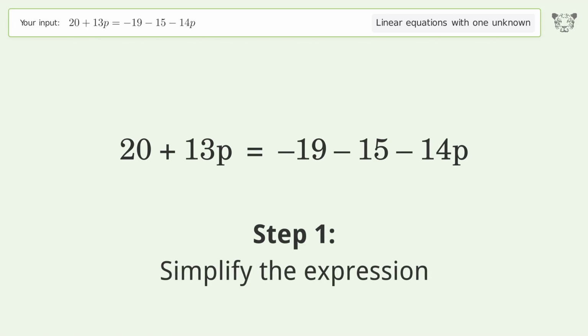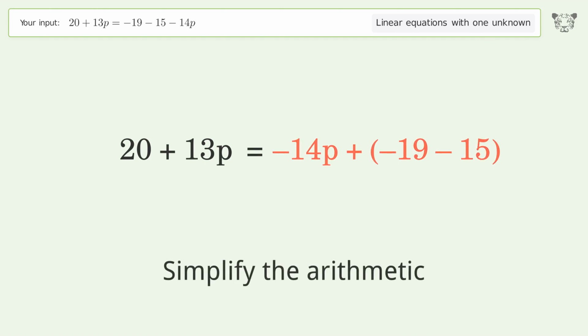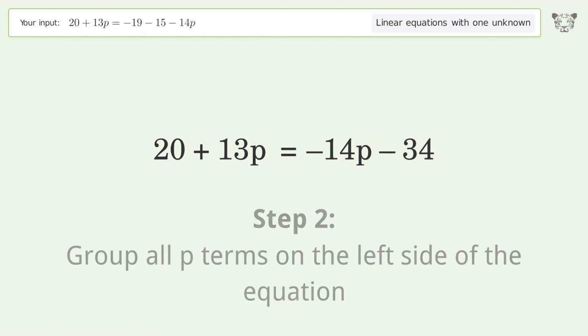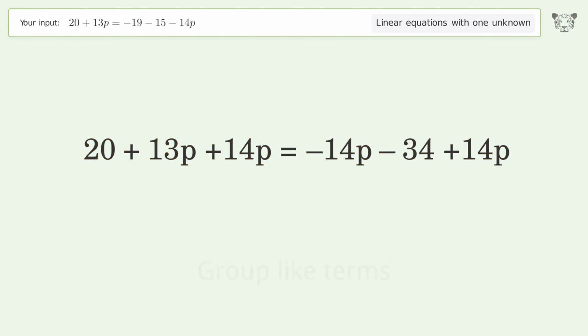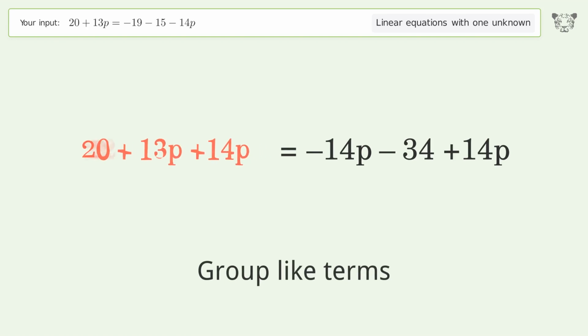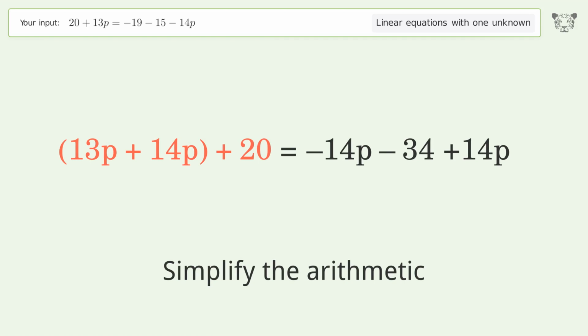Simplify the expression. Group like terms. Simplify the arithmetic. Group all p terms on the left side of the equation. Add 14p to both sides. Group like terms. Simplify the arithmetic.